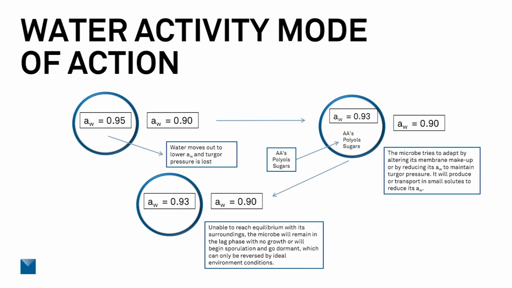And how well a microbe can adapt and lower its water activity dictates what that water activity limit is. And in the 1950s, Dr. Scott showed that microorganisms have a limiting water activity level below which they will not grow, meaning that there is a specific water activity for each microorganism that will inhibit their growth, and they cannot grow in an environment below that limit.